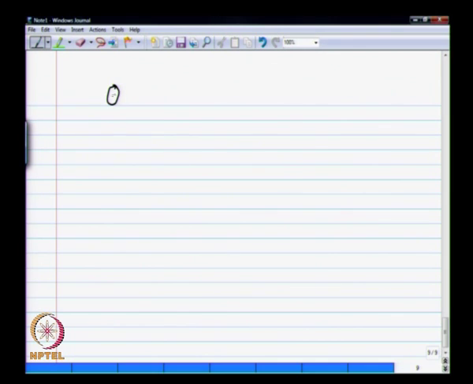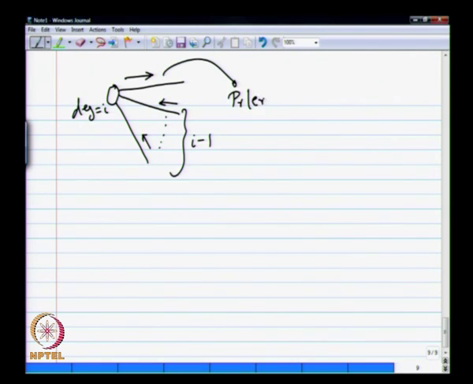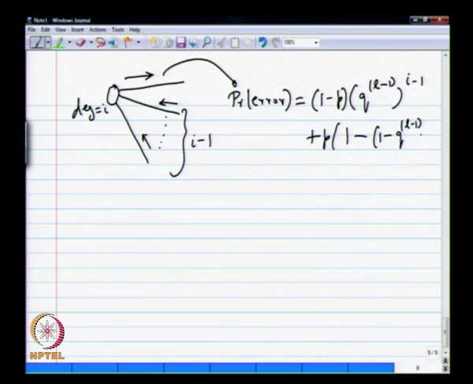So, you have a bit node, let us say it is of degree I. Then it will have I minus 1 guys from whom there will be incoming messages, and there will be an outgoing message whose probability of error I want to compute. Once again this probability of error is very well known to me. This is going to be 1 minus p times QL minus 1 raised to the power I minus 1 plus p times 1 minus QL minus 1 raised to the power I minus 1. So this is the formula that I know.